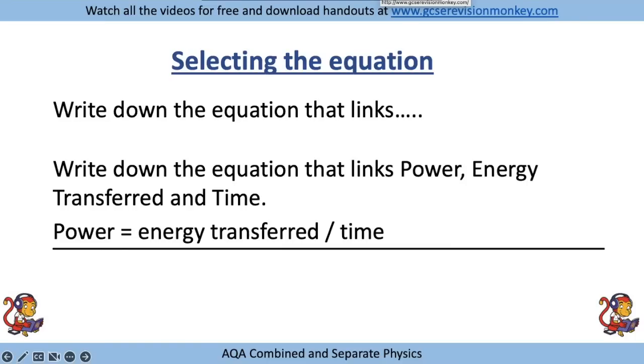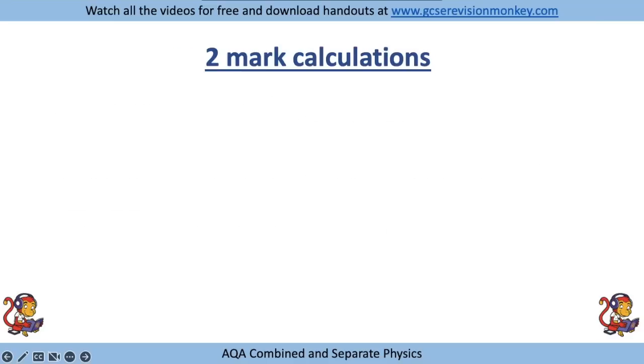30% of your physics exam is going to be using calculations, and a lot of them will come through these equations. So I'm going to spend a little bit of time on where you're going to get the marks for these equations, because if you can nail these, that's 30% of your exam sorted. So let's have a look at 2-mark calculations first of all.